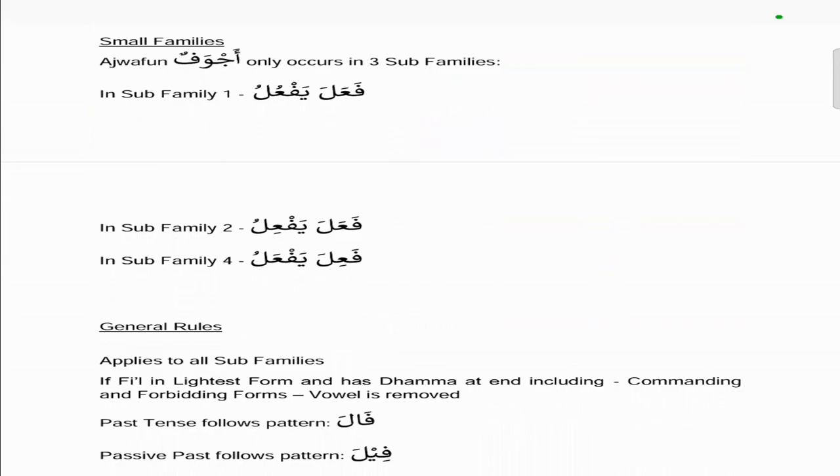So if we look at the small families, Ajwaf only occurs in 3 subfamilies. It occurs in subfamily 1, which is fa'ala yaf'ulu, in subfamily 2, which is fa'ala yaf'ilu, and subfamily 4, which is fa'ila yaf'alu. So subfamily 1, 2, and 4.